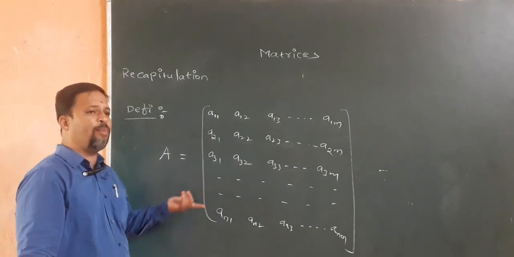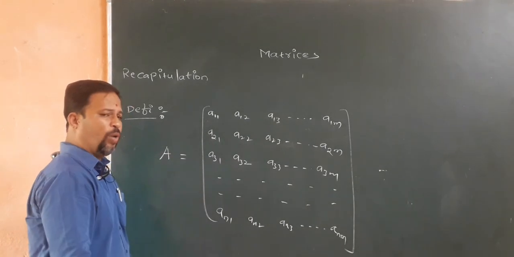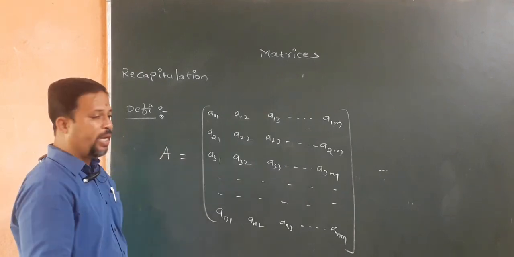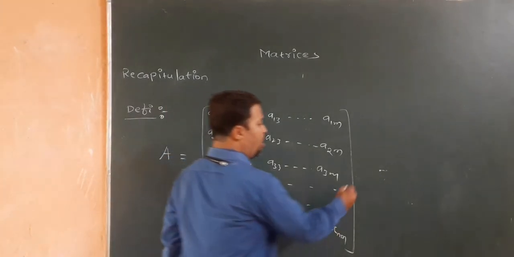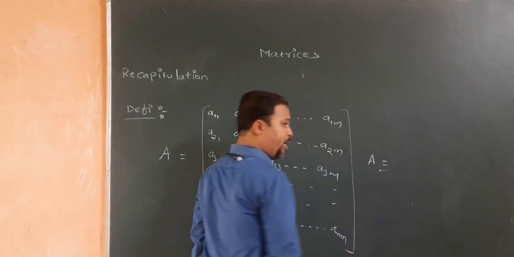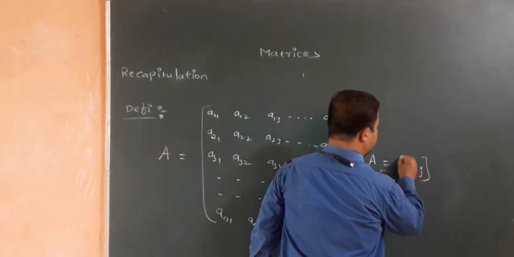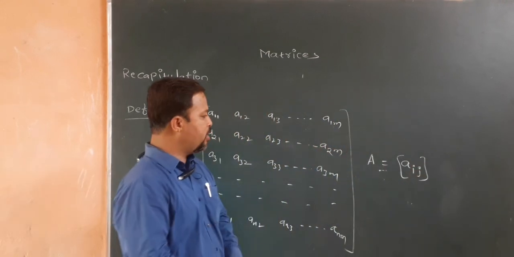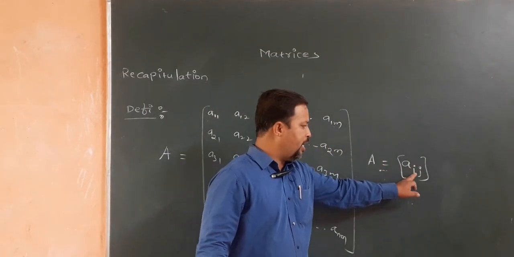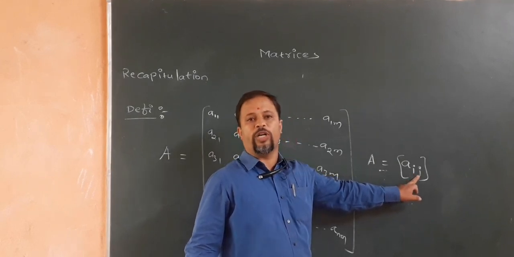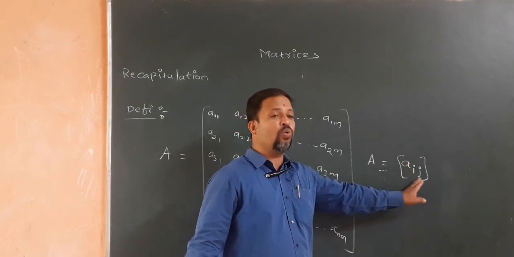A matrix is written by capital letters: capital A, capital B, whichever you want, X, Y, Z. We will always denote a matrix by a capital letter. In general, you will see capital A equals A of ij. Here i is the row and j is the column it is going to represent. For example, A of 2, 3.